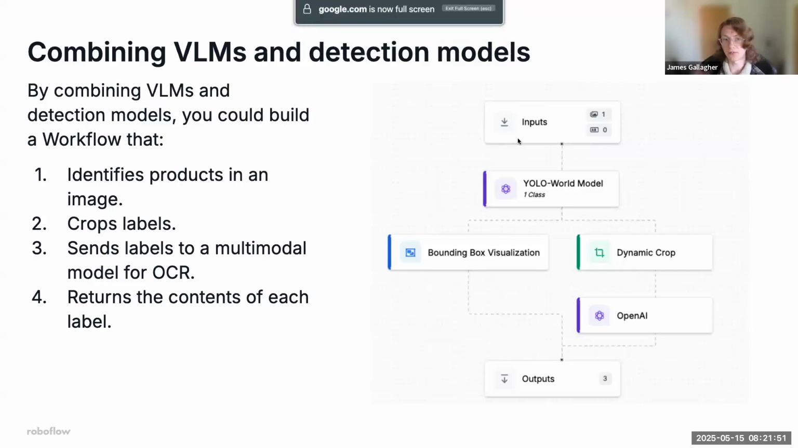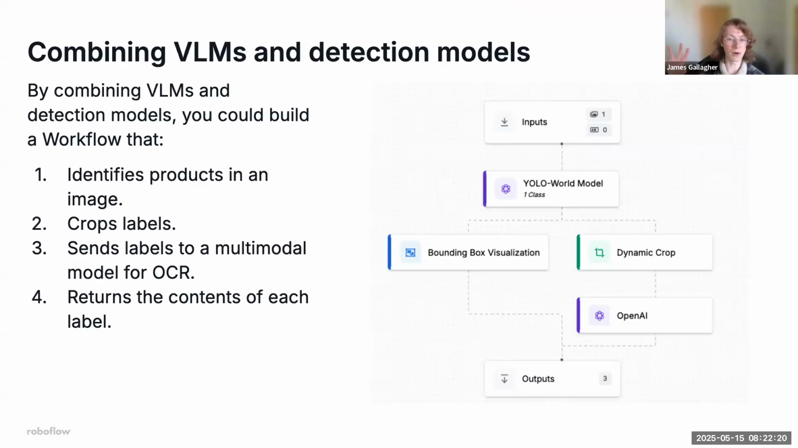On the topic of combining VLMs and detection models, when you combine the two, you get greater than the sum of its parts in a way. You could build a workflow that identifies products in an image, crops all the labels, sends those labels to a multimodal model for OCR, which we previously established is a task at which many of the state-of-the-art models are really good, and then returns the contents of each label. And to do this, the one thing you can do is use Roboflow Workflows.